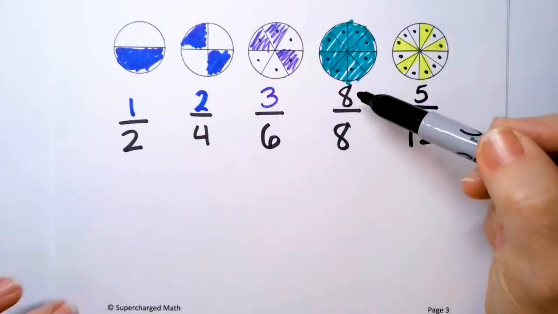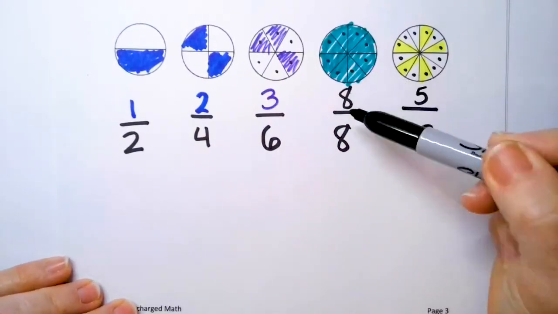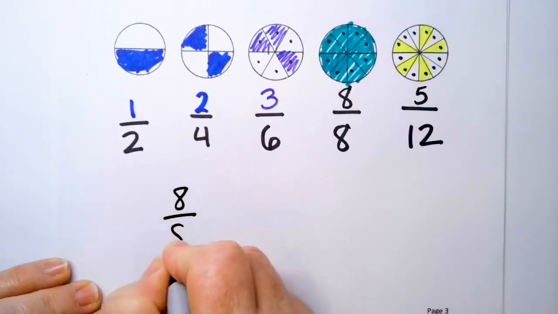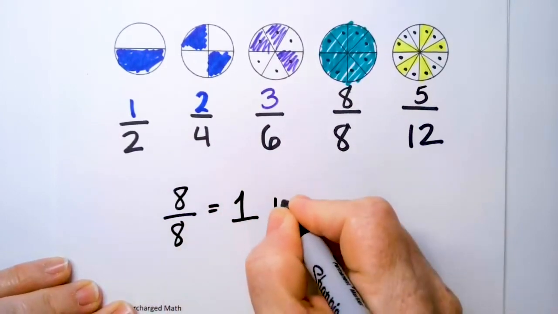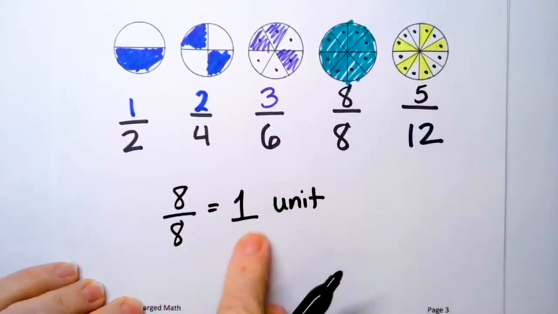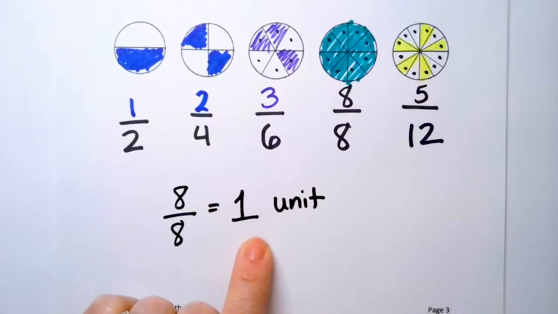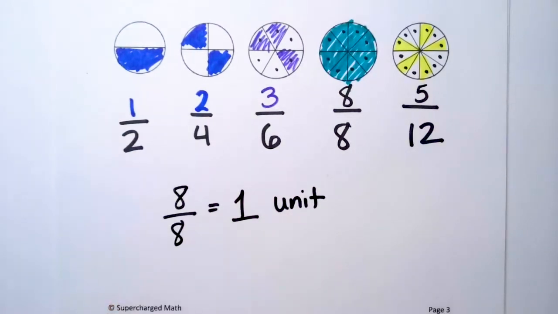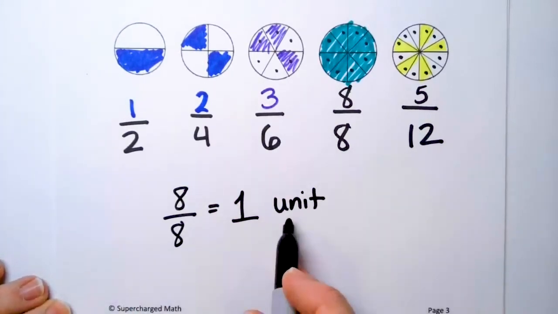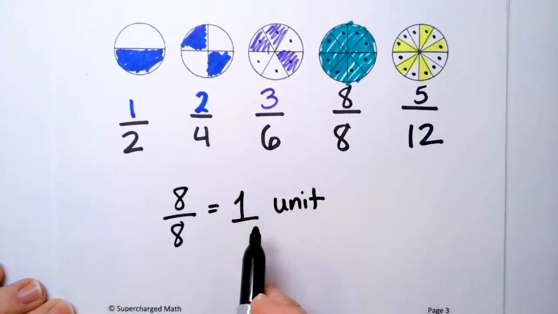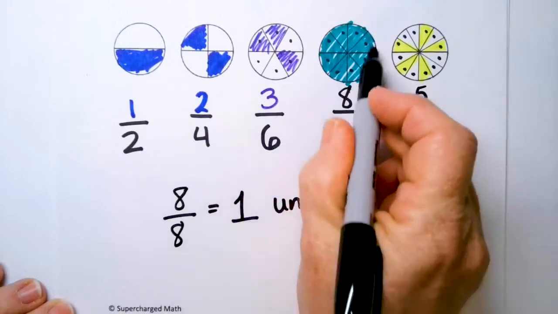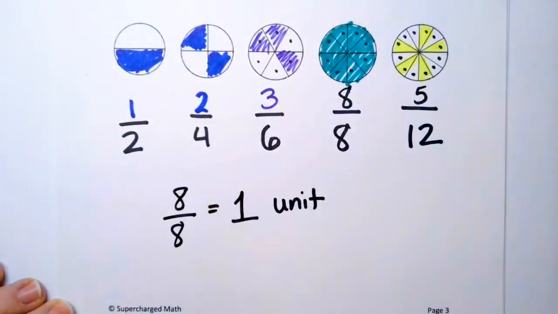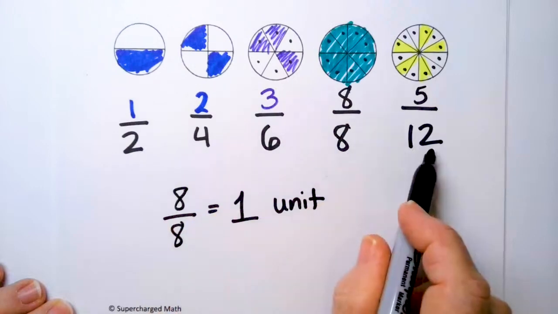8 out of 8, if there were 8 slices, you would eat the whole thing. So 8 over 8 is 1 whole unit. And a unit is however you define it. This could be like 1 whole cake, or a whole unit could be how many cakes fit in your car. Your car would be 1 unit, right? Maybe there's 36 cakes that fit in your car. Okay, so 1 unit could be anything, and you get to decide how you divide that 1 unit up into different pieces. And that's where these bottom numbers come from.